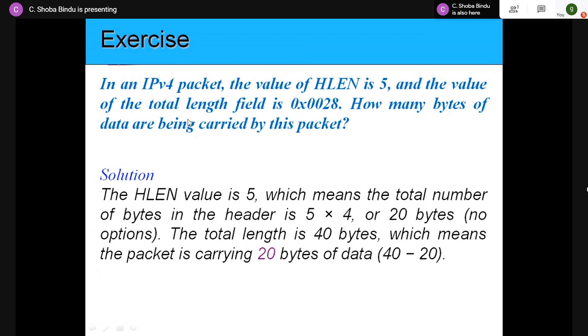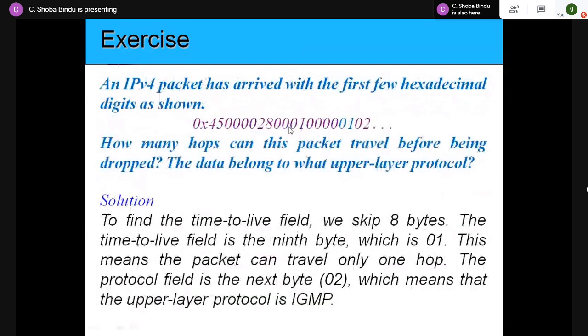So what is the length of the data? The length of the data is total length minus header length. The total length is 40 bytes and the header is 20 bytes, so it will be 40 minus 20. So it will be carrying 20 bytes of data. This is how you have to calculate here.